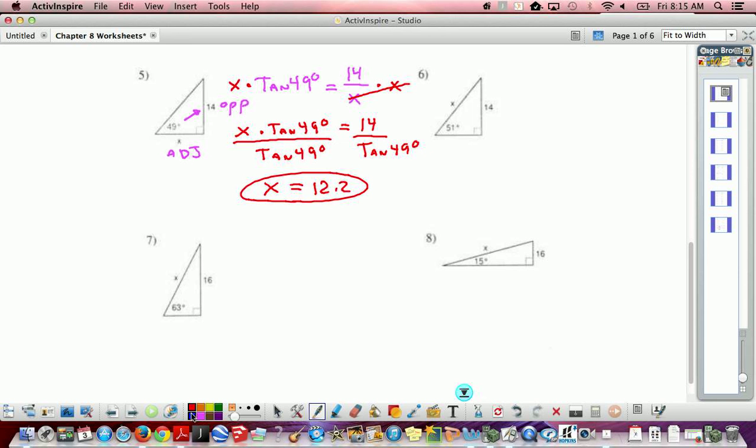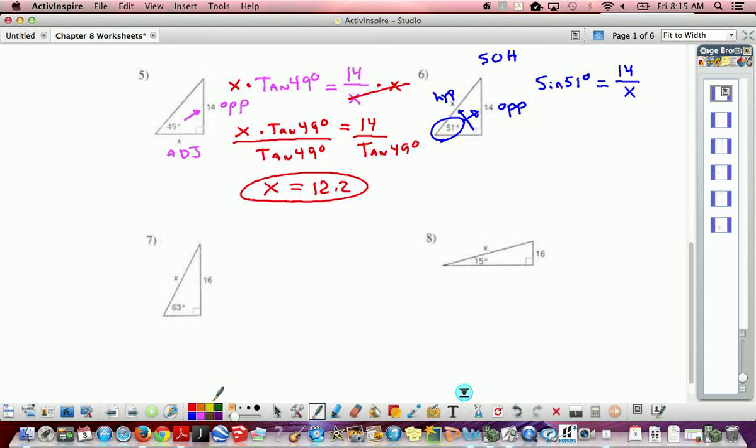On number 6. Now we get to switch trig functions because here's our angle 51. Across from it is 14, which is our opposite. But now I have the side opposite the right angle, hypotenuse. So the one trig function we haven't used yet was sine. Sine is opposite over hypotenuse is what we have here. So now we're talking sine of 51 equals the opposite side, 14, divided by the hypotenuse, x.